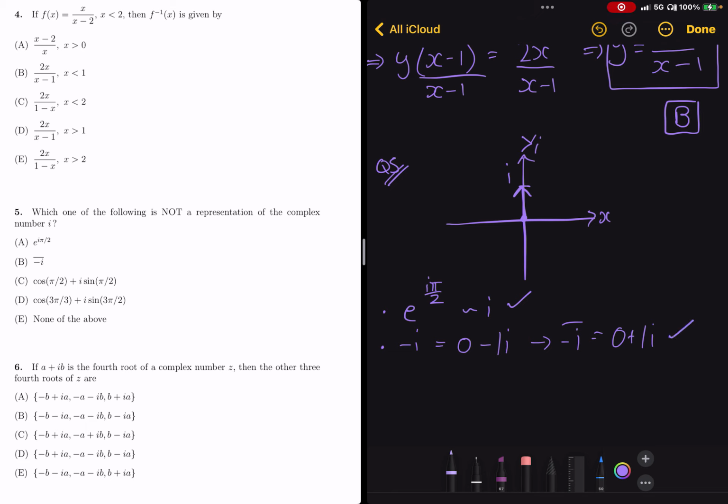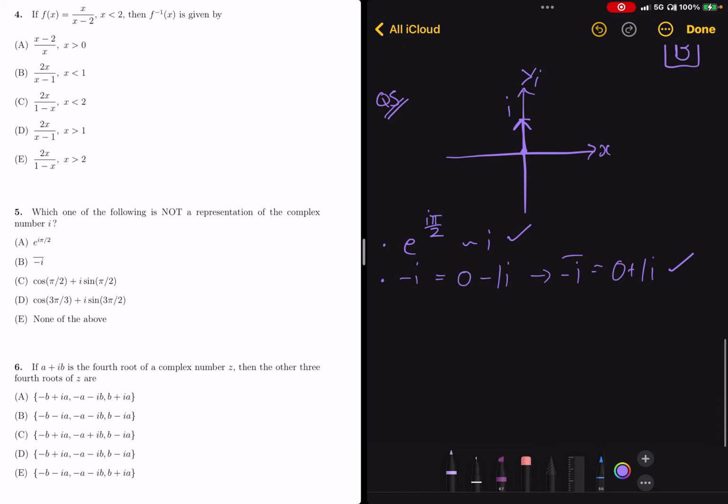So now we have to move to the trigonometric ones. So we have two cos i sines. And we have one cos i sine where the cos is 3 pi on 3 and where the sine is 3 pi on 2. That's immediately suspicious. It may be the case that it checks out, but immediately D is looking like the answer.